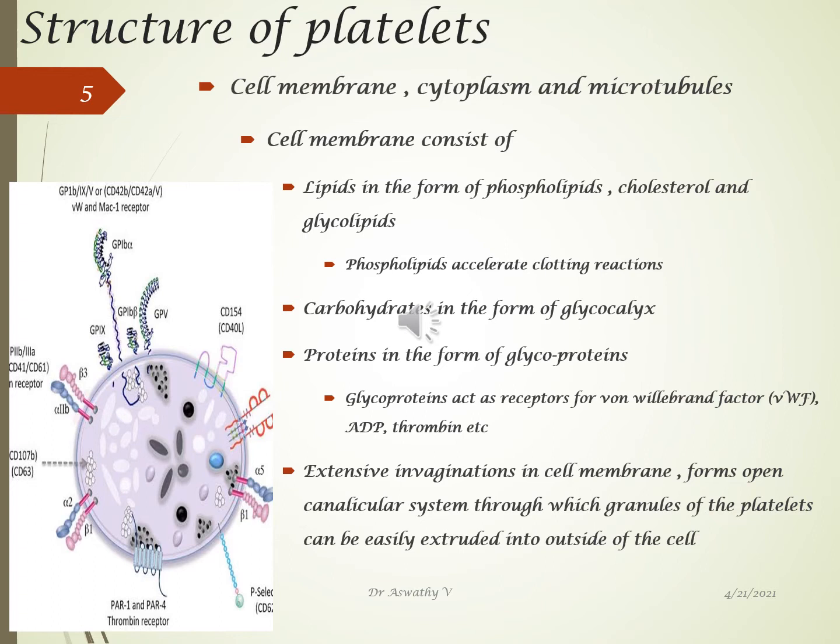Then we have already discussed that there are extensive invaginations in the cell membrane and these invaginations will help the platelet to extrude its contents at the time of need. Need is a very important thing. See, platelet is needed means there is a disruption in endothelium. There is a disruption in endothelium means blood is lost. So, platelet need is a big important thing.